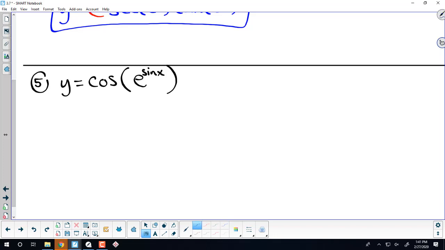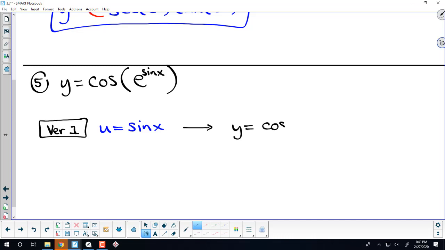So if we're going to use version 1, essentially what's going to happen is you're going to have to make 2 different substitutions. So version 1, we would say, all right, I'm going to let u be the inner function, and for now at least, that seems like sine of x. Rewrite y in terms of our substitution. So that means y is equal to the cosine of e to the u.